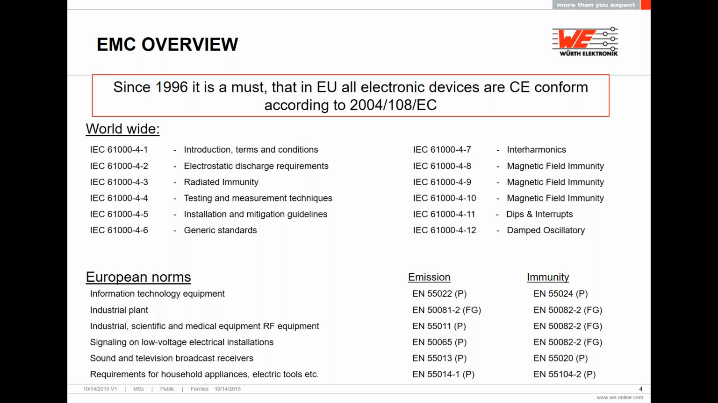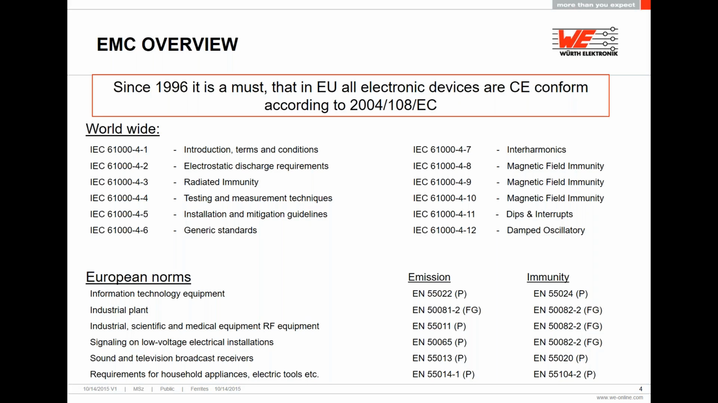IEC is a worldwide standard and EN is a European standard. I am sure that you have already heard about them before, so we won't get into the details of each standard today, but I just wanted to show you that there are very specific regulations for several industries. For example, here we have medical equipment, industrial equipment, information technologies, white goods, and so on. So it is very important that you are aware of what regulations your product needs to meet in order to bring your product to the market.